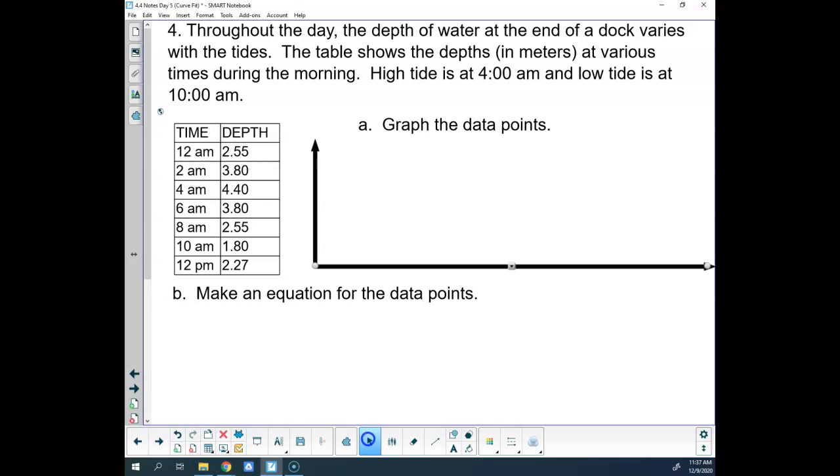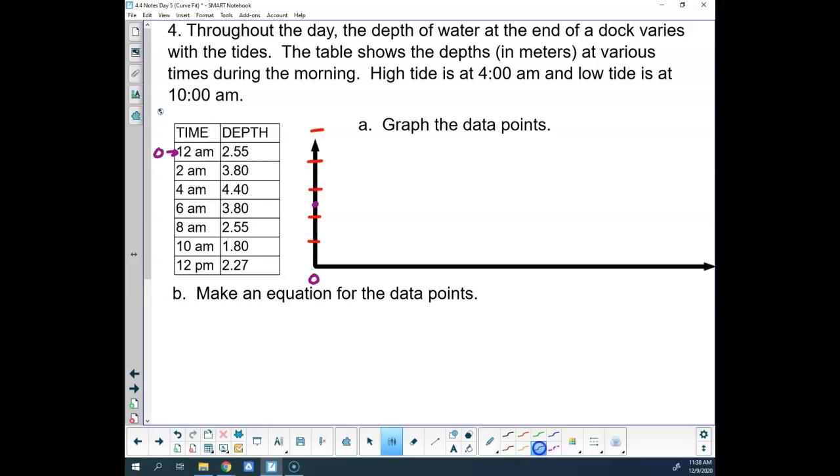So if we start at the 0 hour, which we'll call 12 a.m., we'll call that the 0 hour, okay? Because really it's hour 0 of the day. The depth of the water was 2.5 meters. Okay? So let's go 1, 2, 3, 4, something like that. Okay? So 2.5 meters depth at the 0 hour.